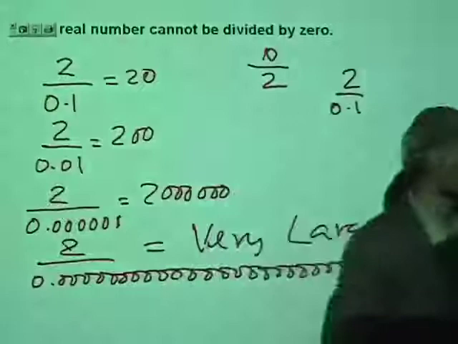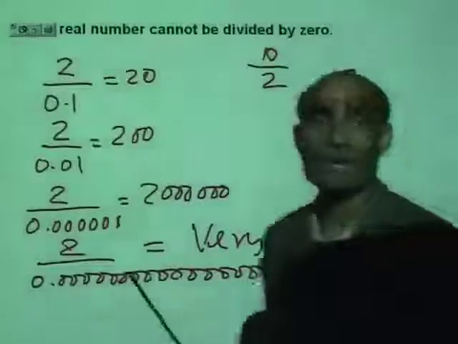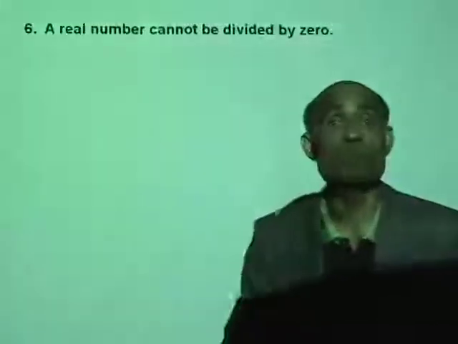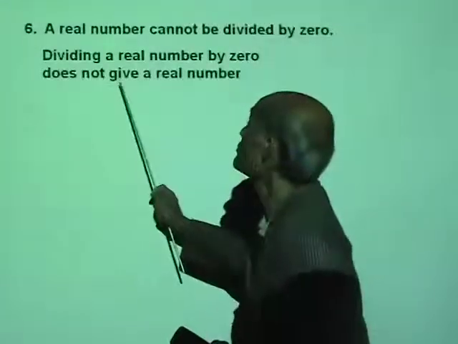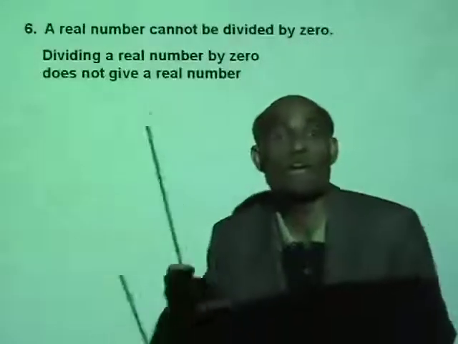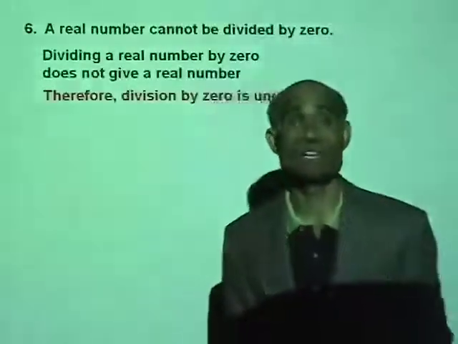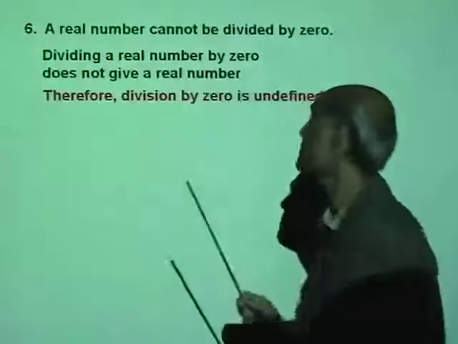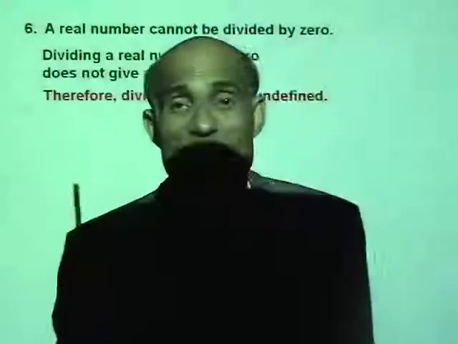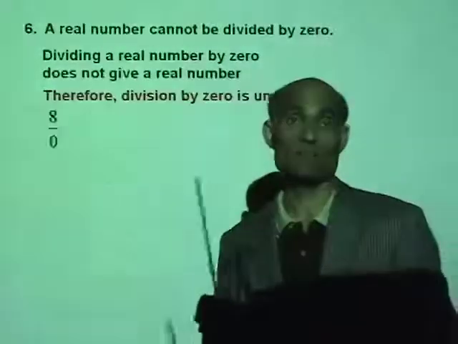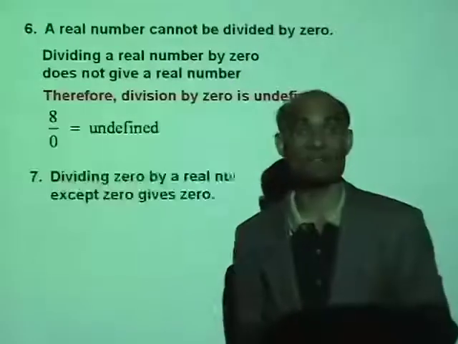You see that? Okay, I hope you understood a bit of what I said. A real number cannot be divided by 0. Dividing a real number by 0 does not give you a real number. It will be so huge, we don't know what it is. Therefore, division by 0 is undefined. Alright? 8 divided by 0 is undefined.